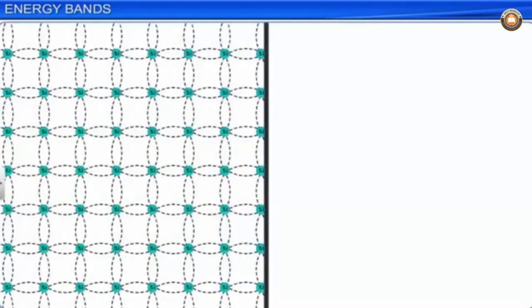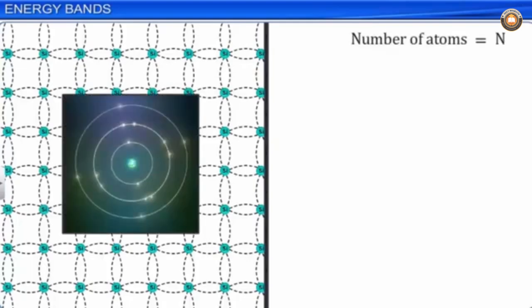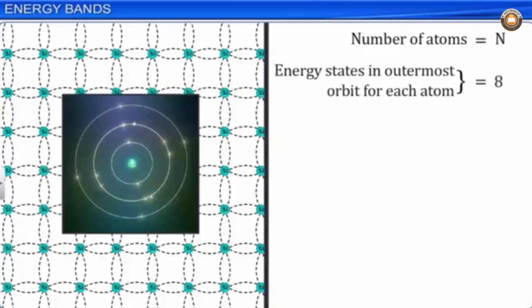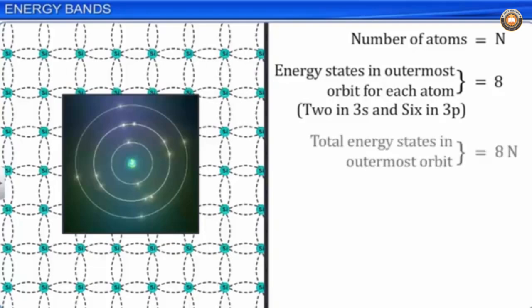As silicon has a crystalline structure, there are interactions between the neighboring atoms. Let us assume that there are n silicon atoms in the crystal, each with 4 valence electrons. For silicon, in the outermost orbit, there are 8 energy states available, out of which 2 states belong to 3s orbital and 6 states belong to the 3p orbital. Therefore, for n atoms, the total number of energy states available in the outermost orbit is equal to 8n.